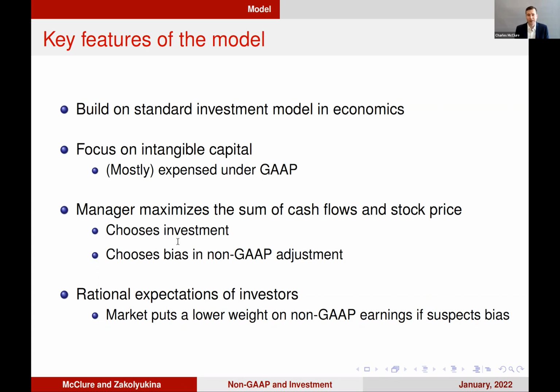Now, on the technical side, I think one of the really interesting features of this model is that we're going to have rational expectations of investors, in the sense that investors are going to receive GAAP and non-GAAP earnings, and they're going to assign weights to these two signals based on their expectation of what the fundamental value is. So, thinking through what that means, if the market suspects that non-GAAP earnings is rife with bias, then they're going to put a lower weight on that. Conversely, if they think that GAAP is just a really crummy number of the fundamental value because it's full of a lot of transitory noise, they're going to shift away from that and shift towards the non-GAAP reporting.